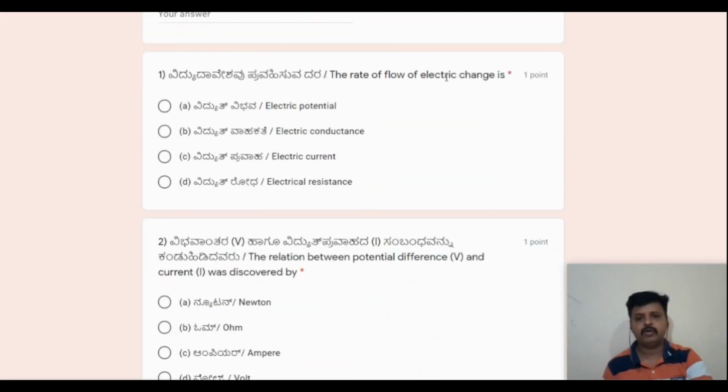The rate of flow of electric charge is: the four options are electric potential, electric conductance, electric current and electric resistance. The correct option for this question is C, electric current, because an electric current is the flow of electric charge.